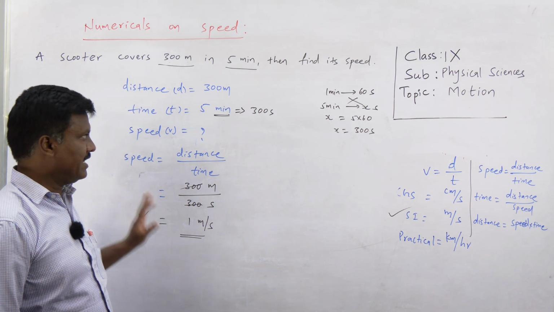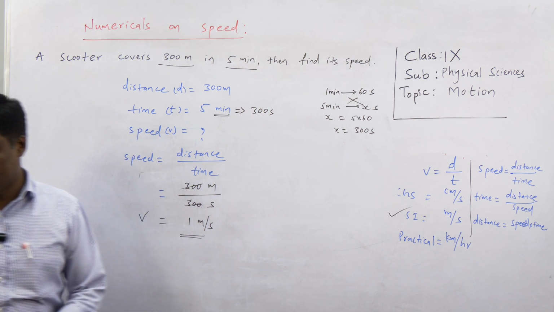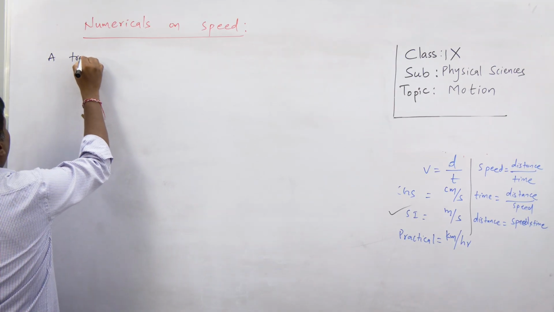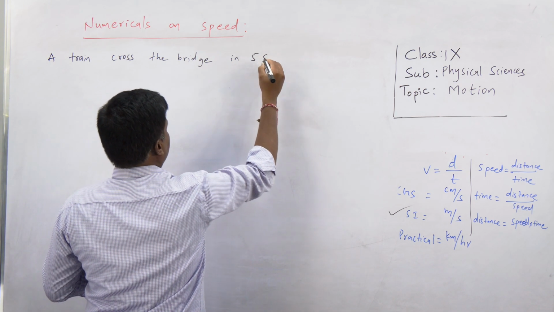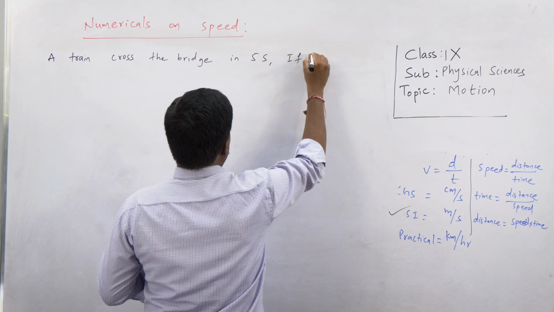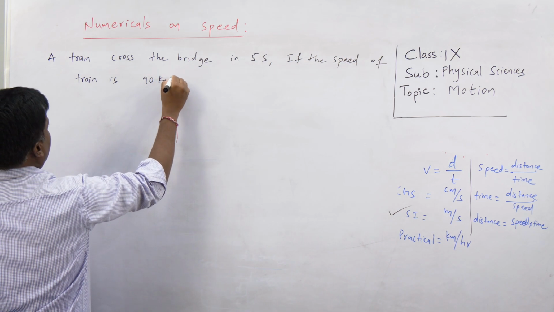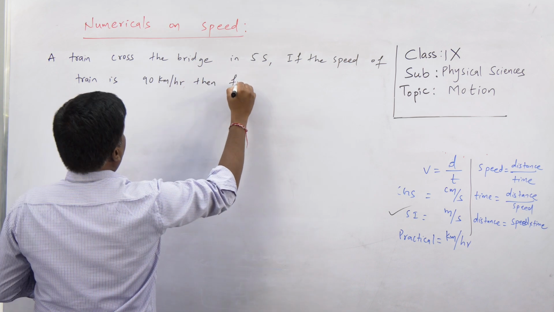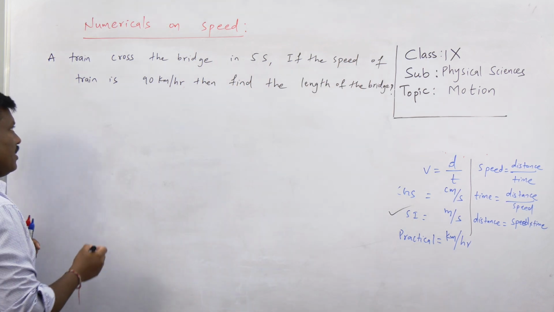So this way we have to calculate. So note down this problem. We'll discuss more problems. A train crosses a bridge in 5 seconds. If the speed of the train is 90 km per hour, then find the length of the bridge. This is the question.